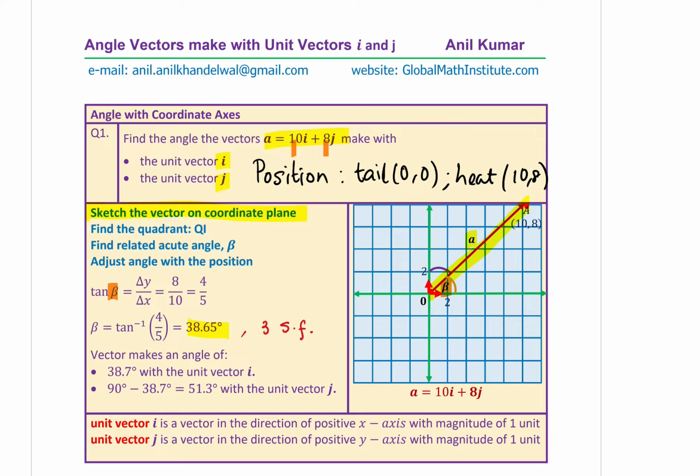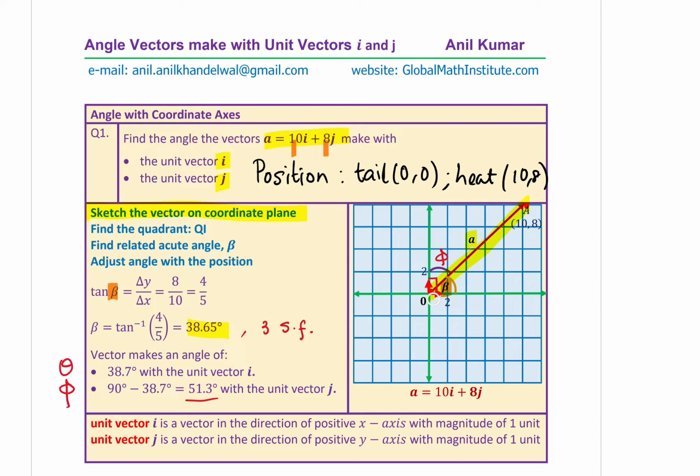So we now know that the angle which it makes with the vector i will be the same as the related acute angle beta, which is 38.7. And the angle phi that it makes with the y-axis or the vector j will be how much? Well, it has to be 90 minus 38.7. That gives you 51.3 as your answer. Is that clear to you?